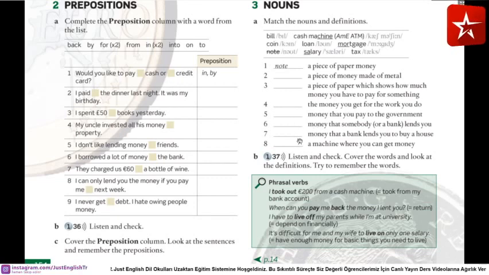Number 7, money that a bank lends you to buy a house. Maybe you need a house and you don't have enough money. You have a part of your money and you go to bank and you ask for money. So what's the special word we call it in English? Okay, we have last 2 words. Mortgage we have and cash machine we have. Which one should we use here? So we should use mortgage. Yes, mortgage is the correct answer.